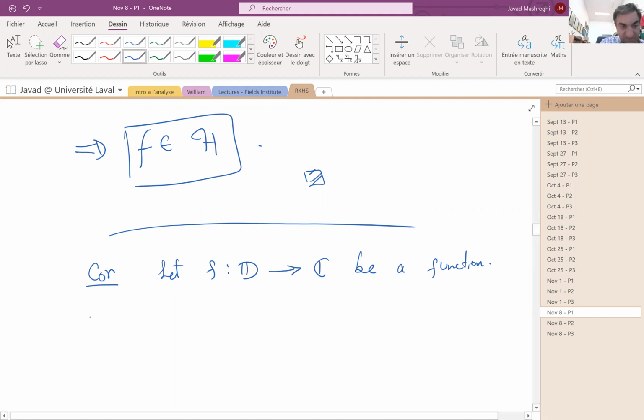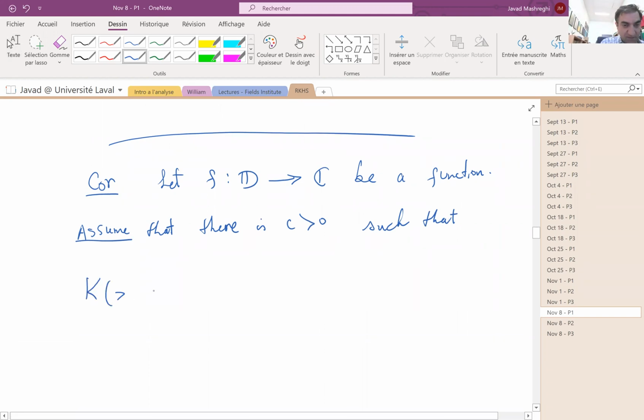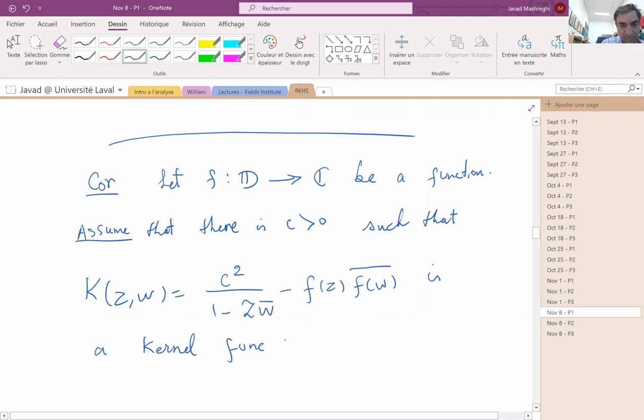Assume, this is the assumption we need to apply part 2, that there is a constant C strictly bigger than 0, such that K of z and w, defined by this formula, C squared over 1 minus z w bar, minus f(z) f(w) bar, is a kernel function. It's better to say kernel function on D. z and w vary on D.